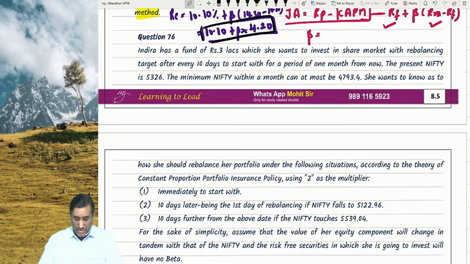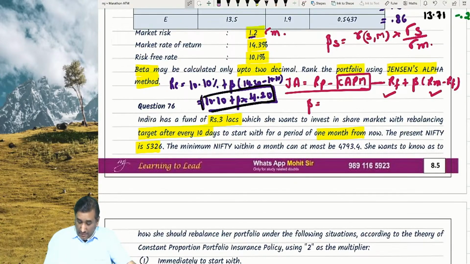He says in question number 76, Indra has a fund of rupees 3 lakh which she wants to invest in the share market, with a rebalancing target after every 10 days to start with, for a period of 1 month from now. The present Nifty is 5326. The minimum Nifty within a month can at most be 4794.4.